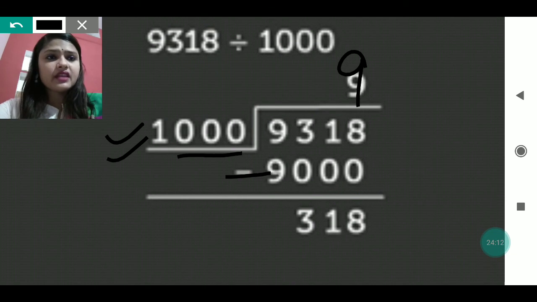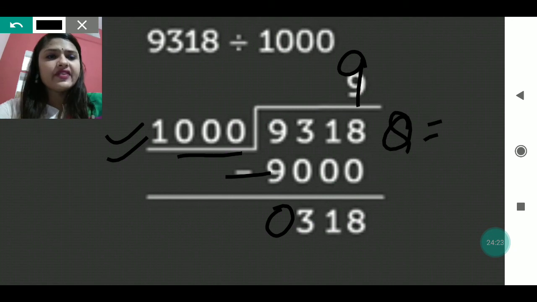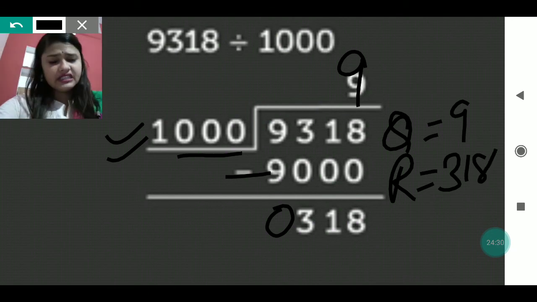So when we subtract, 8 minus 0 will be 8, 1 minus 0 will be 1, 3 minus 0 will be 3, and 9 minus 0 will be 0. So what is the quotient? It was very easy. 9 was the quotient and the remainder was 380. This is the remainder.